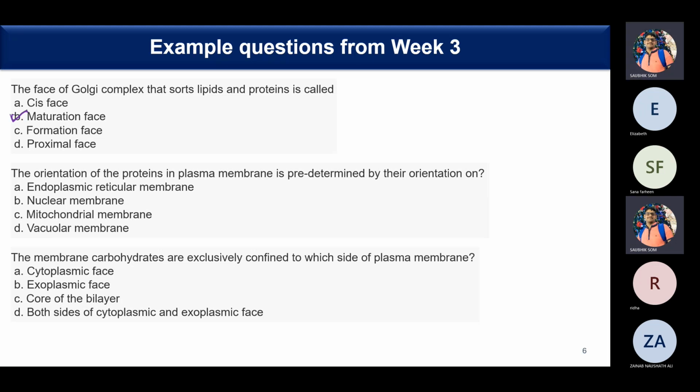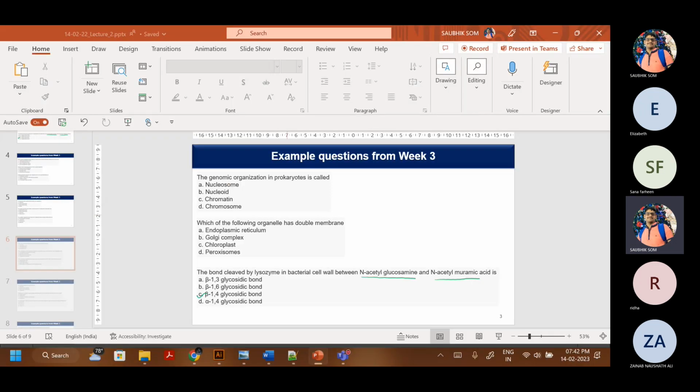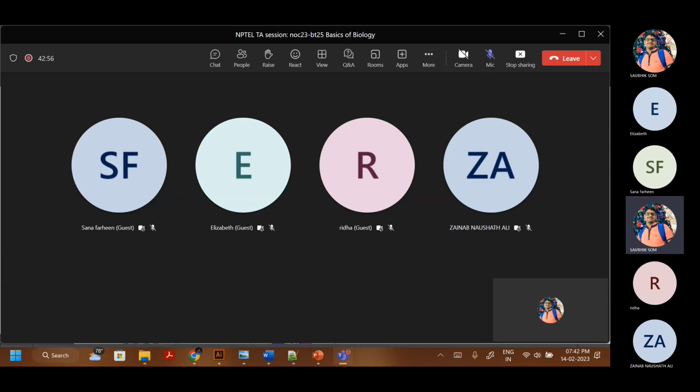The orientation of proteins in the plasma membrane is predetermined by their orientation in the ER, nuclear membrane, mitochondrial membrane, or vacuolar membrane. Now, this is a very interesting concept. I'll not explain it here because it's quite complex.